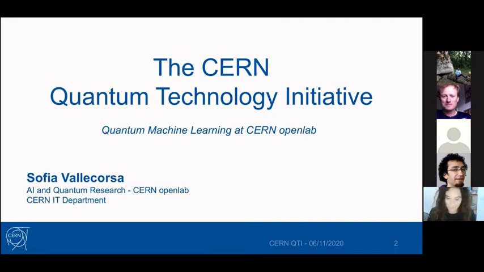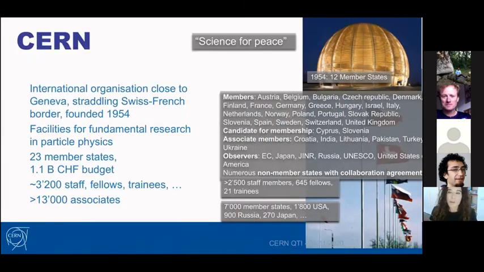So I'll try to keep short the usual introduction about CERN, but I thought I would just keep it here in any case. Our lab is today the largest facility for fundamental research in high energy physics, but we are actually an international organization that is sitting across the Swiss-French border, close to Geneva. We are usually a very busy lab with a lot of scientists and associates visiting us every day.